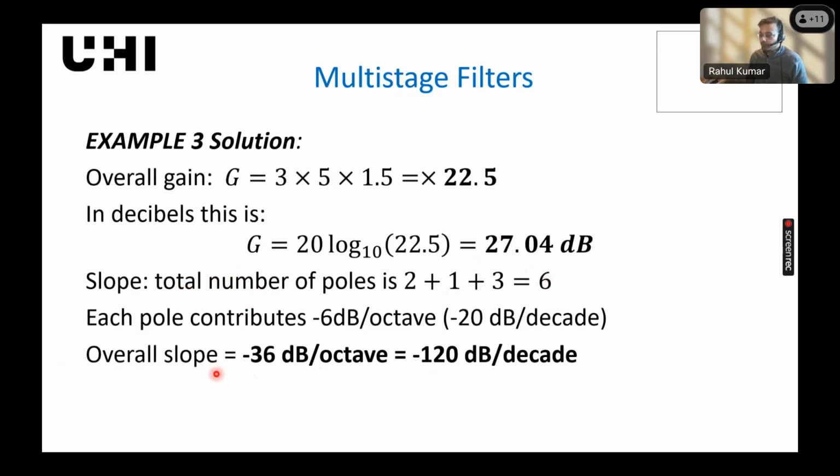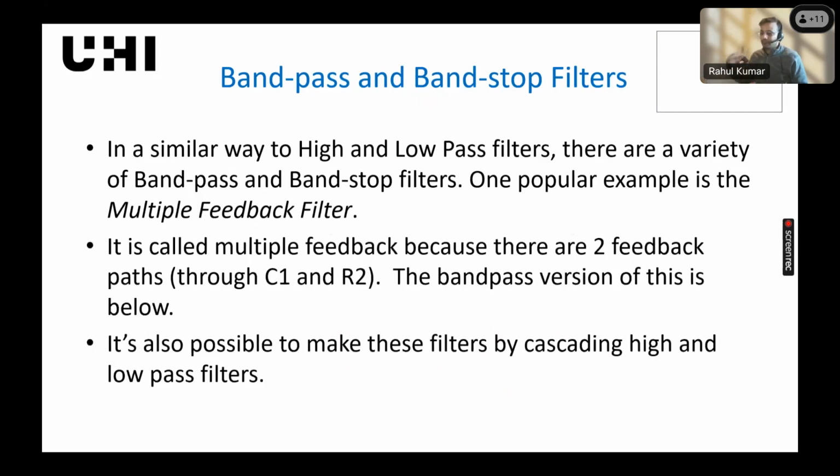Okay. So your overall slope will be, for a single pole, minus 6 dB per octave or minus 20 dB per decade. So for 6 poles, your overall slope will be either minus 36 dB per octave or 20 multiplied by 6, it is minus 120 dB per decade. Okay, so it's a simple, short numerical, maybe asked as a short answer question. Now, the last one is your band pass filter.